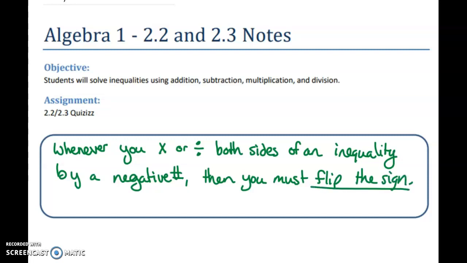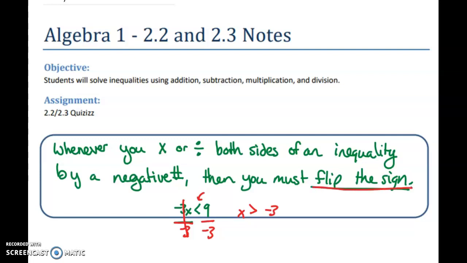So what that means is if you were to start out with something like, I don't know, how about negative 3x is less than 9. So to get the x by itself, we're going to divide by negative 3. When we divide by negative 3 on both sides, you still have x, and 9 divided by negative 3 is negative 3, but the sign must point the opposite direction. So this inequality symbol is not less than, now it is greater than. That's what we mean by you must flip the sign.